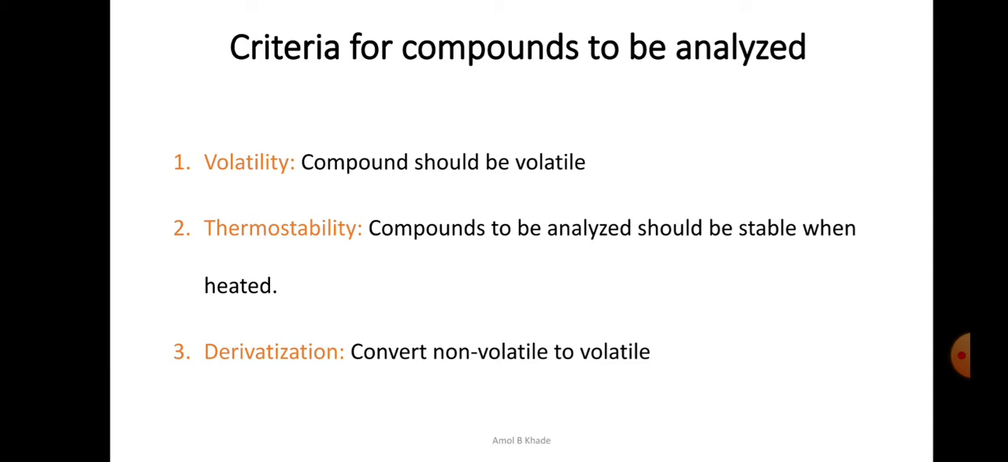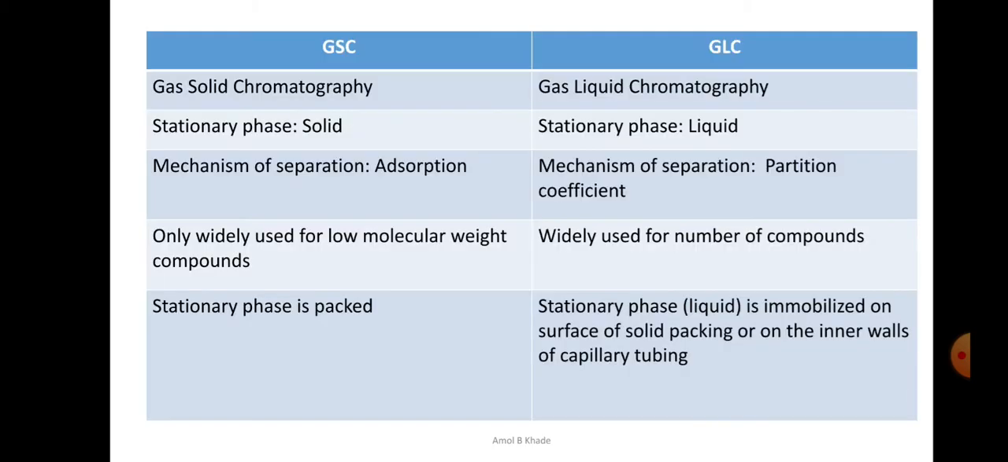So what we usually do is convert them into derivatives. If you do some chemical reaction like silylation or acylation, we can convert them from non-volatile into a volatile nature, and we can analyze those substances. So these are the things we need to consider, and these are in fact the limitations of the gas chromatographic technique.